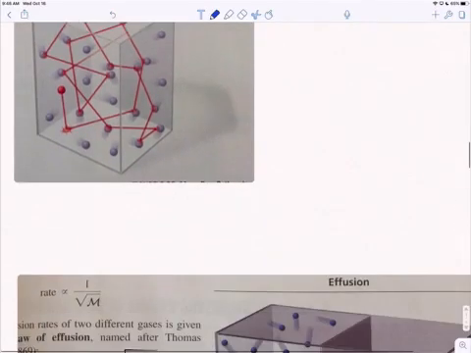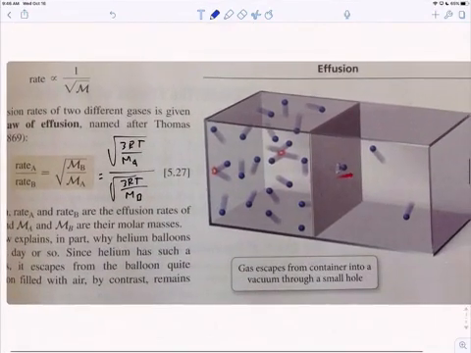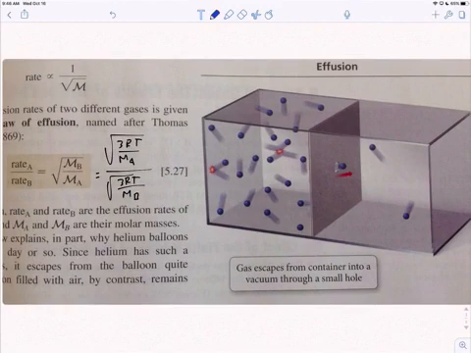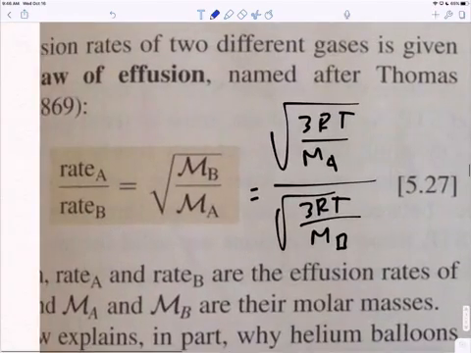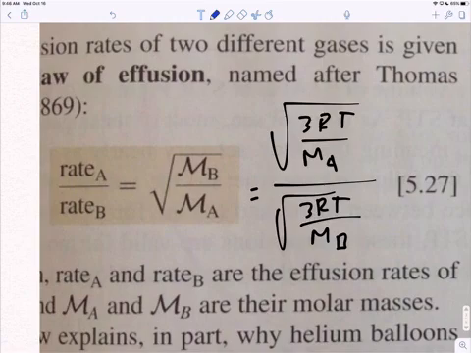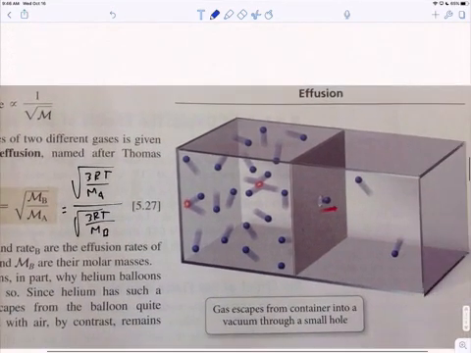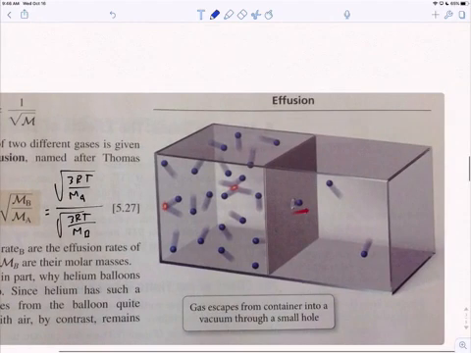So that's how gases really move around. And with this, we have the idea of effusion. This is Graham's law of effusion. The rate of gas A over the rate of gas B is the square root of the molecular weight of gas B over the molecular weight of gas A. Another way of saying it, the heavier the gas is, the slower it effuses through something.